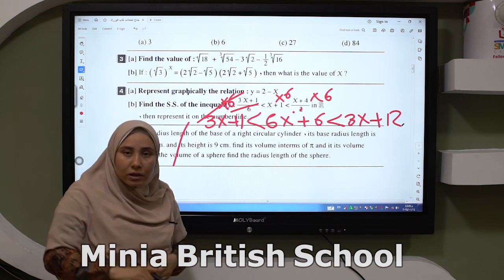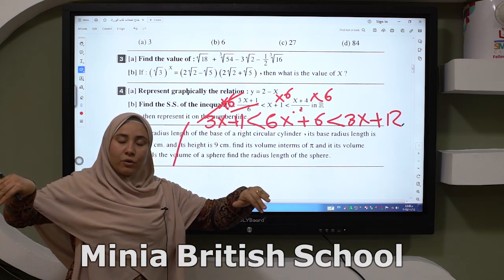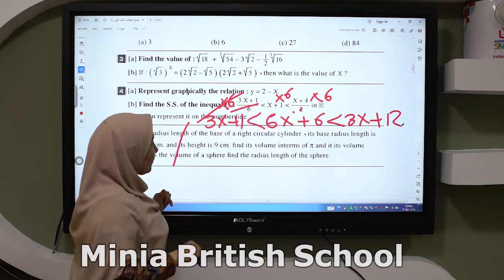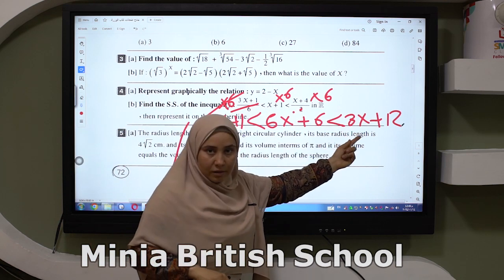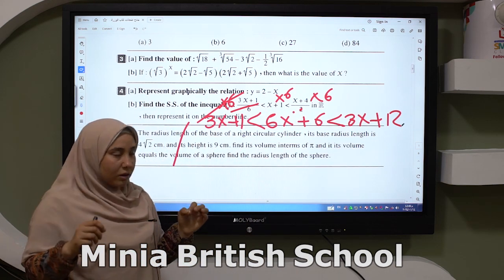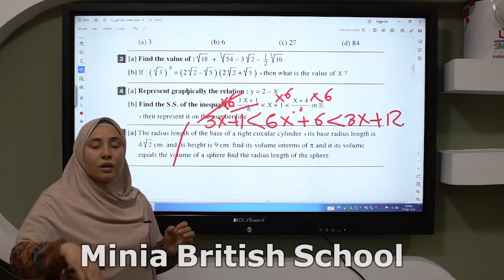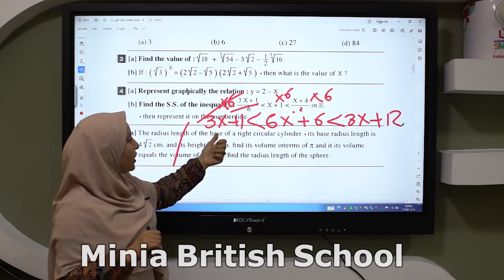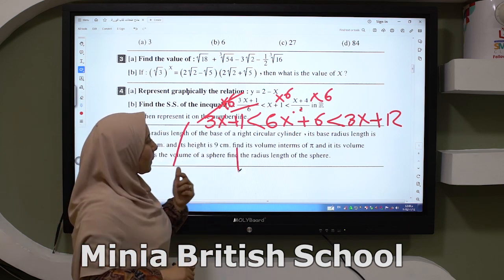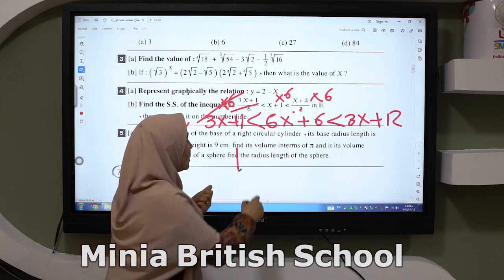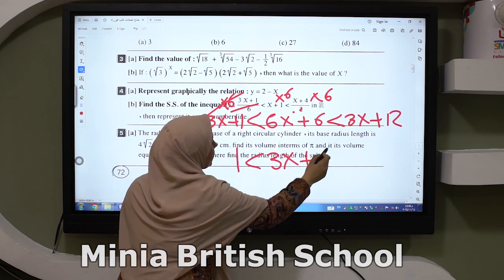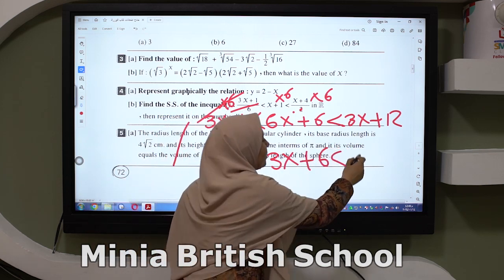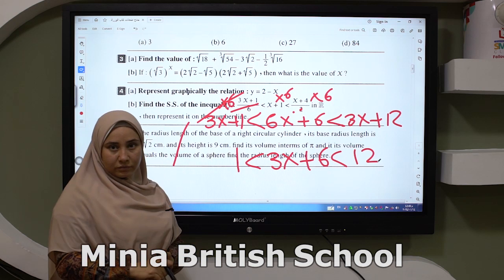Now I need to cancel the value of x in the outer sides of the inequality, 3x and 3x. Then subtract 3x from all sides in the inequality. We get 3x minus 3x equals 1, 6x minus 3x equals 3x plus 6. Here 3x minus 3x equals 0. The remainder is 12.